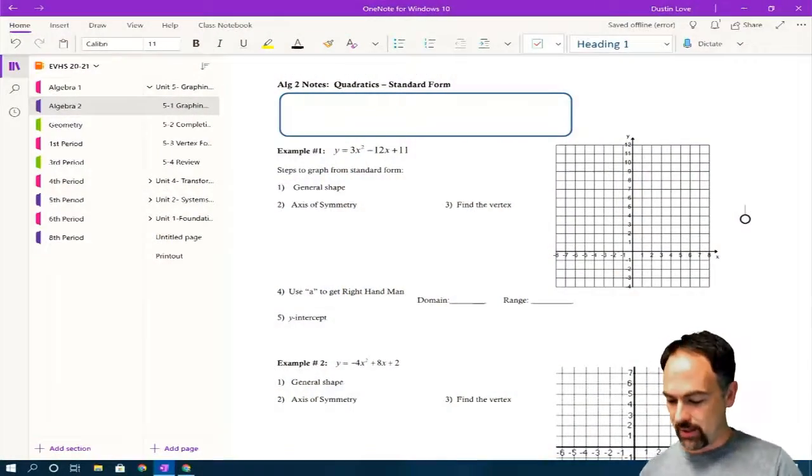Good news, only 2 more units to get through this semester. We've only got 6 units in Semester 1, so we're kind of winding down. Kind of crazy to believe we've already finished up 4 units all the way through. So let's go ahead and jump into this.